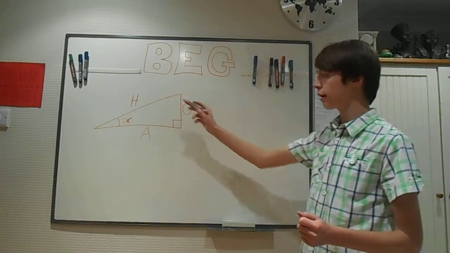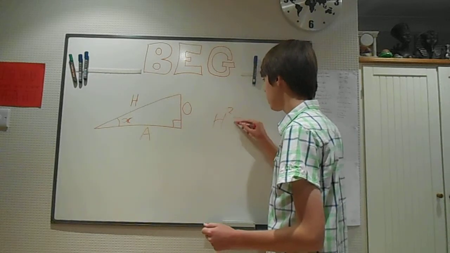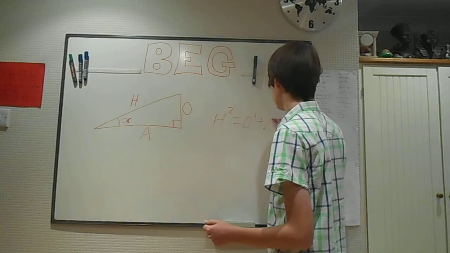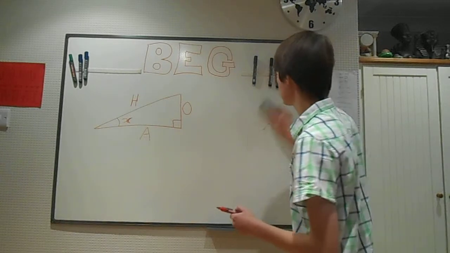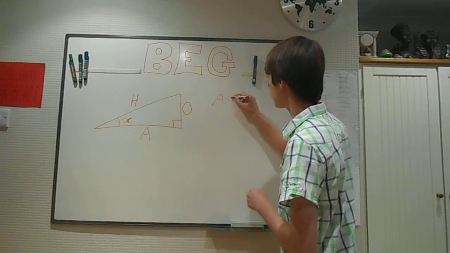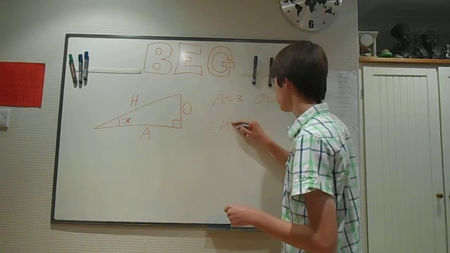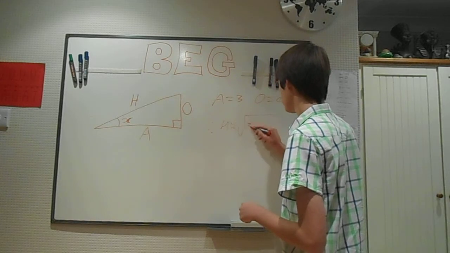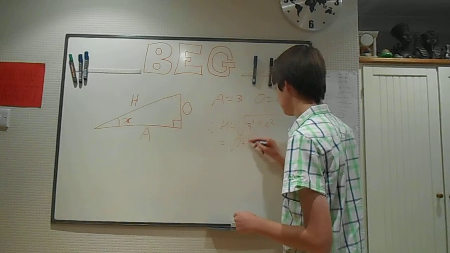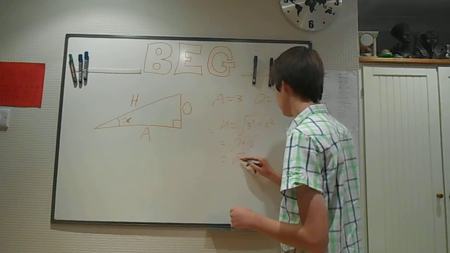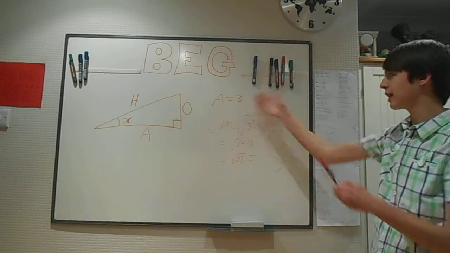So, if we're going to write Pythagoras using these letters, you use the longest side, h squared equals o squared plus a squared. Okay, nice and simple. So, if we go over that, say we had a equals 3, o equals 4, therefore h equals the square root of 3 squared plus 4 squared, equals square root of 9 plus 16, equals square root 25, equals 5. Okay? And so in this case h would equal 5.